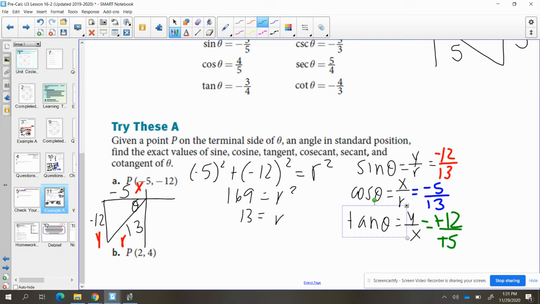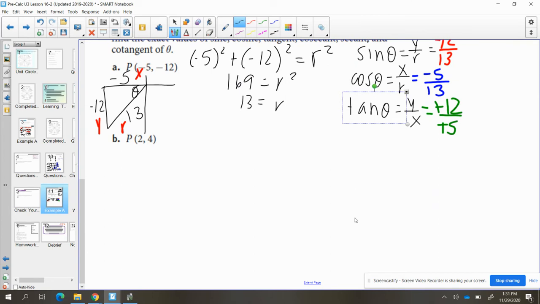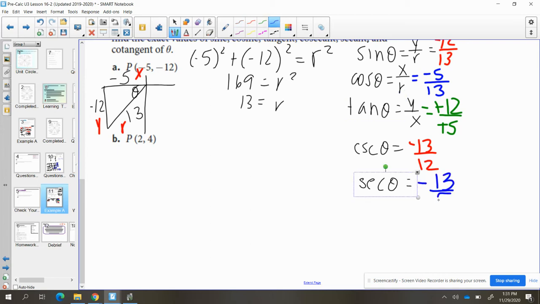Now, the nice thing here about your reciprocal functions is that you just have to flip-flop those values, right? So in this case, the cosecant is the opposite of your sine value. So we're just going to flip that. We are now at 13 over 12, still stays negative, right? And the secant is the opposite of the cosine. So in this case, again, it still stays negative, but it's 13 over 5. And last but not least, the tangent will still stay positive. And in this case, it's now 5 over 12.